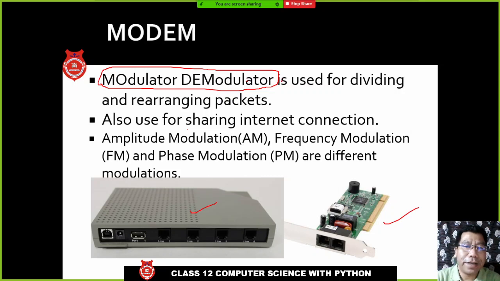After dividing, this is known as the modulator, that is, dividing. After dividing the data or the video into different pieces, it will send them to the destination. Upon receiving at the destination, the modem will rearrange the different pieces together, which is known as the demodulator. The demodulator will rearrange and produce the original data, the original video, again. That's how the modem works.